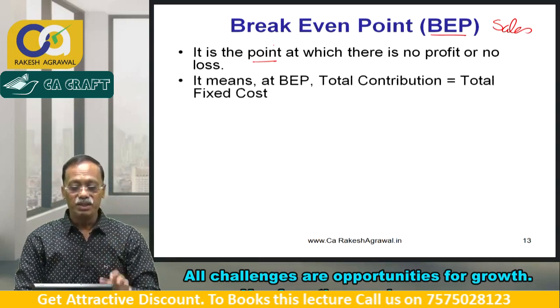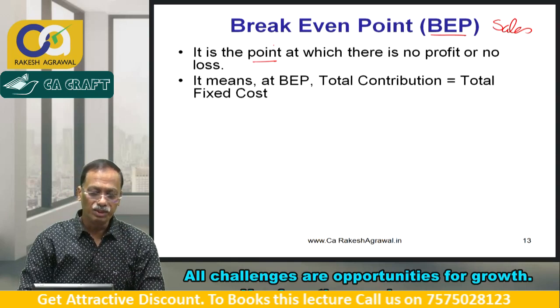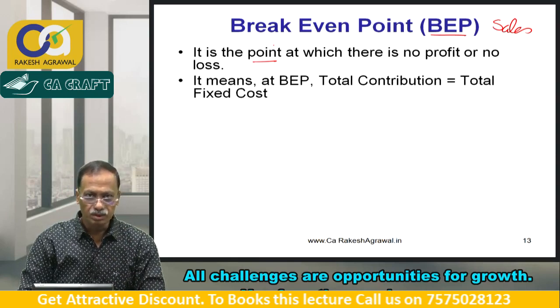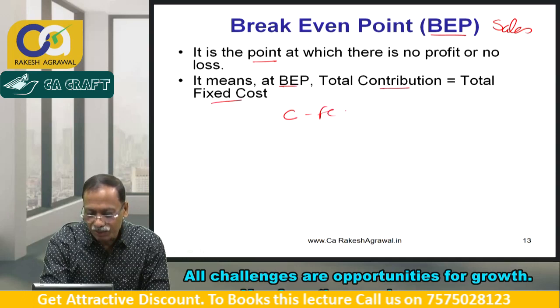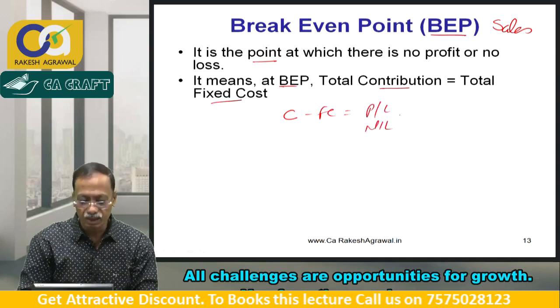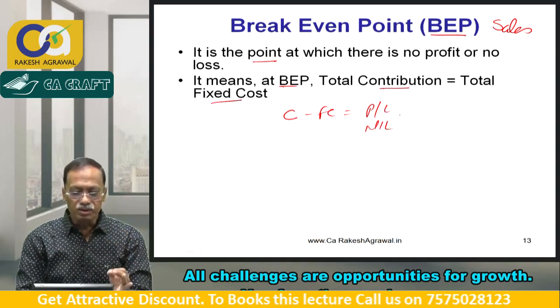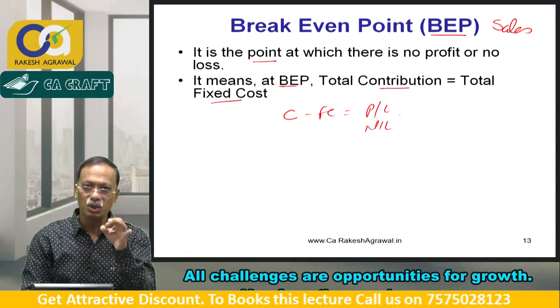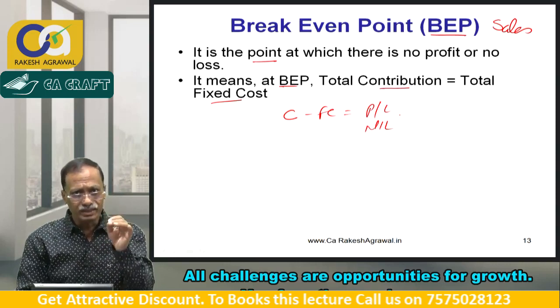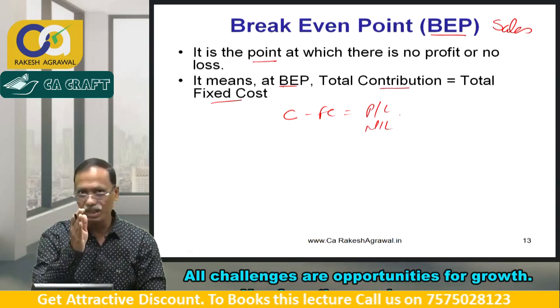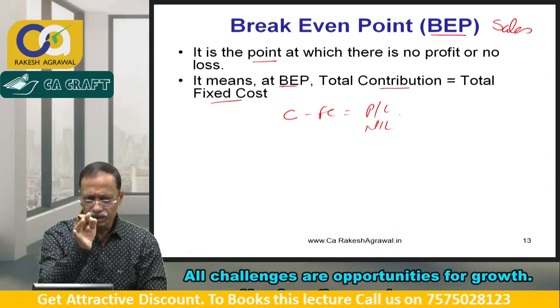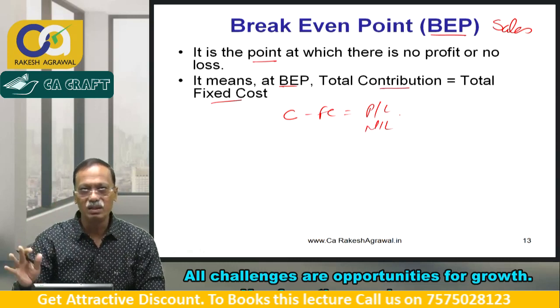It means at BEP, total contribution is equal to total fixed cost. I hope you are not surprised. At break-even point, your contribution becomes exactly equal to fixed cost, because contribution minus fixed cost is your profit or loss, my dear friend, and it is nil. It means you have earned just sufficient contribution to exactly recover the fixed cost. It means you have reached break-even point.